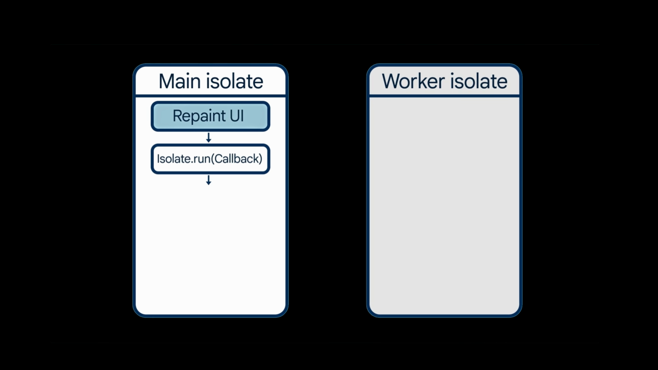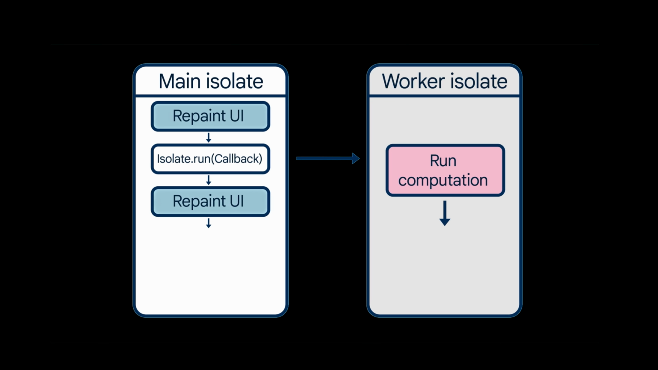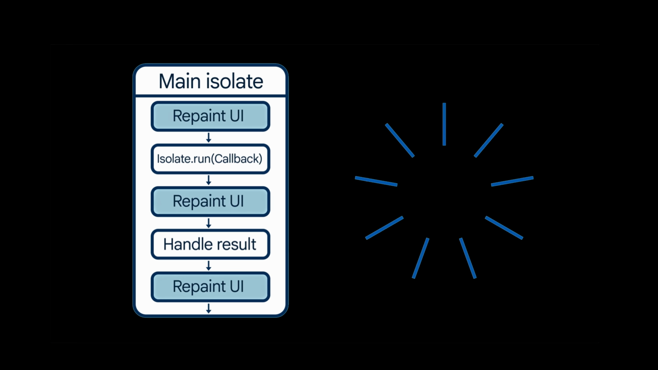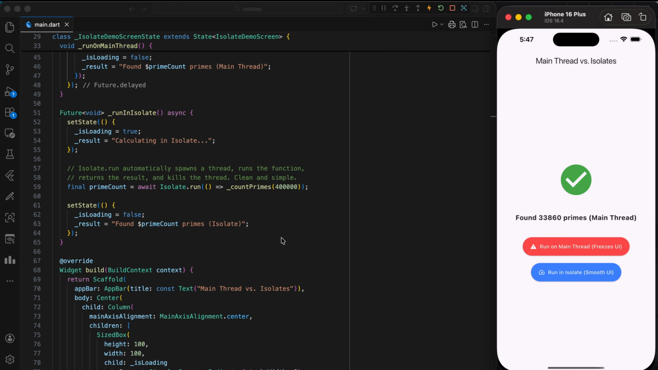And the best part? In modern versions of Dart, spawning an isolate is incredibly easy. We don't need complex ports or listeners anymore. We just use Isolate.run. Look at this good approach. We use await Isolate.run and we pass it our heavy countPrimes function. Behind the scenes, Dart automatically spins up a new background thread, hands it the function, waits for the result, passes the result back to our main thread, and cleanly shuts down the background thread.